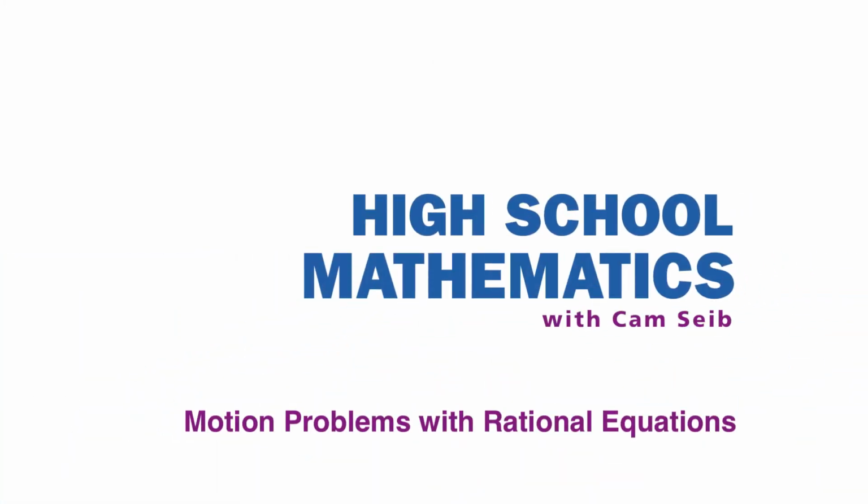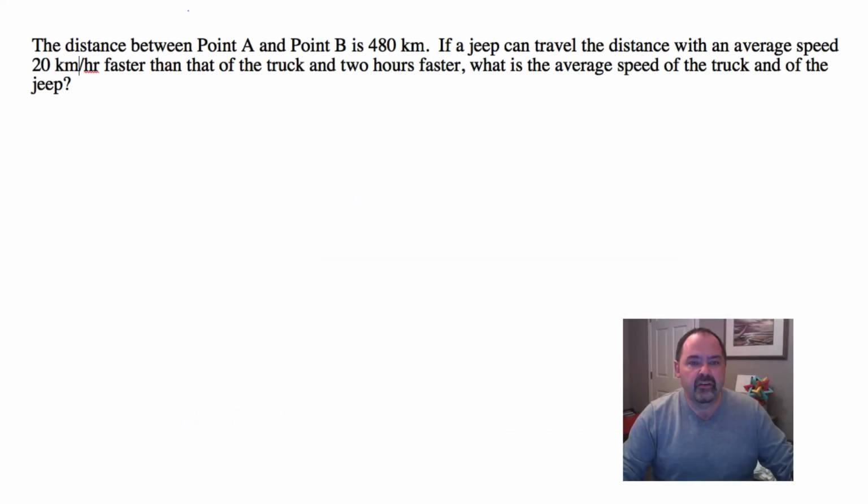All right, it's time to look at solving some problems involving rational equations. In our first situation, we have the distance between 2 points, A and B, being 480 kilometers. And then we have a Jeep and a truck, which are going to travel this distance. It says that if a Jeep can travel the distance with an average speed of 20 kilometers per hour faster than that of the truck, and therefore, because it's going faster, 2 hours faster, what is the average speed of the truck and of the Jeep?